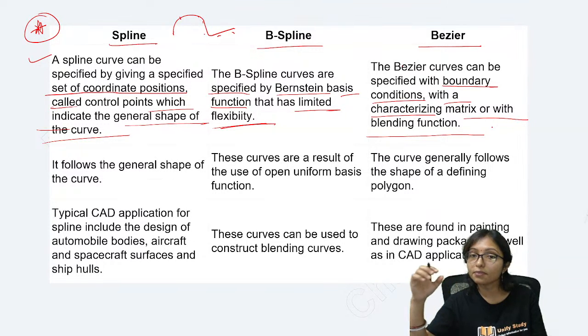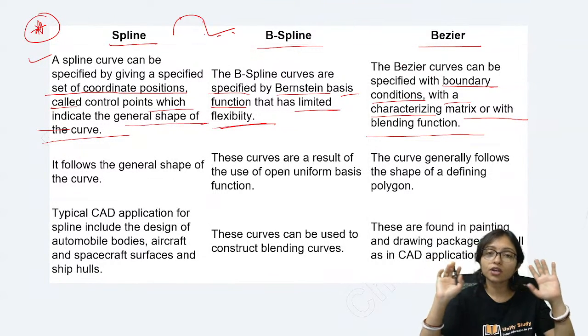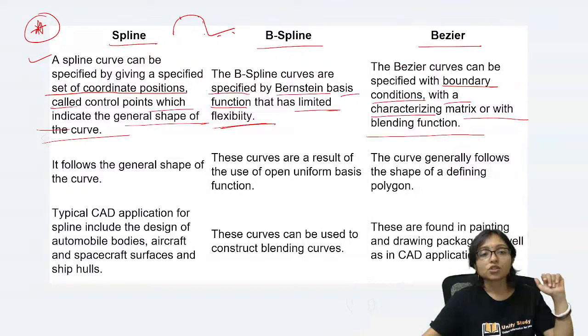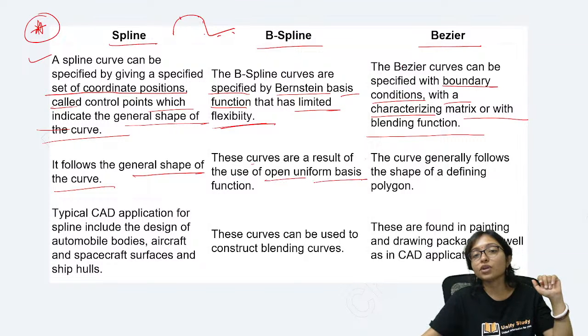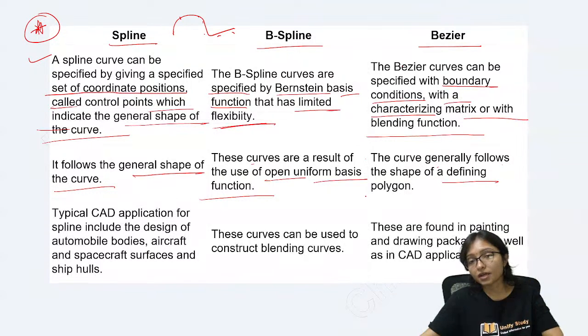These are the three main differences in how you are drawing the curve. It follows the general shape of the curve. This curve is the result of using open uniform basis functions, and it generally follows the shape of the defining polygon. These are the differences.